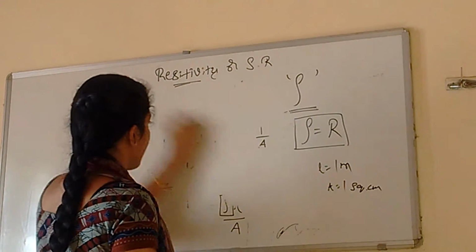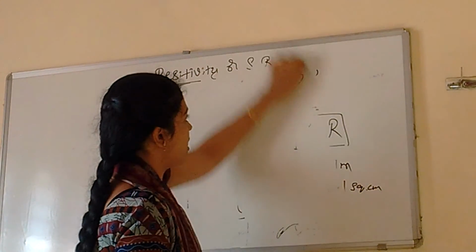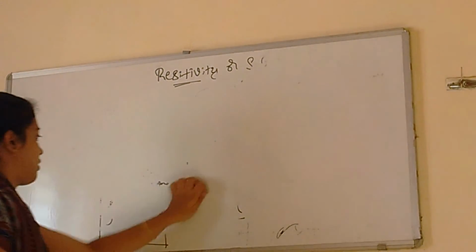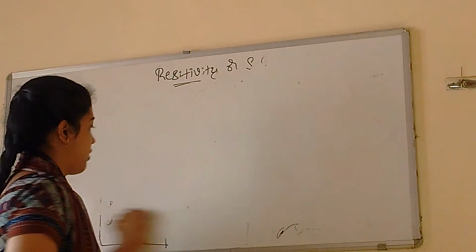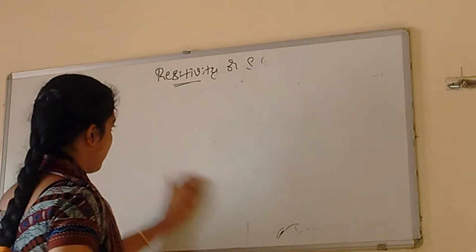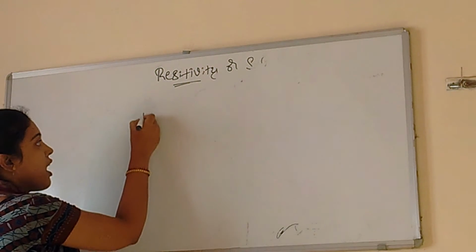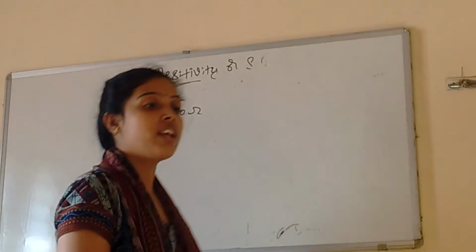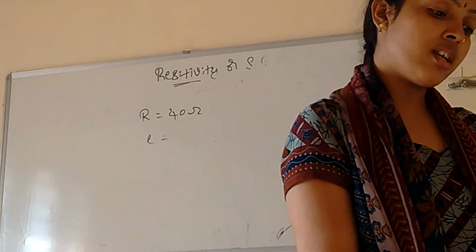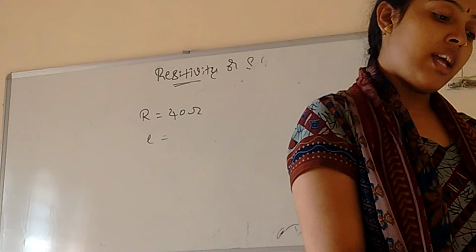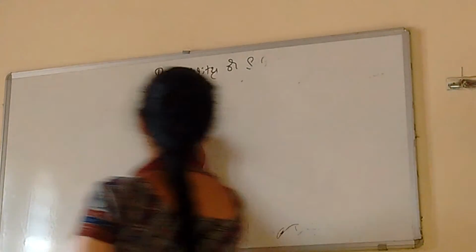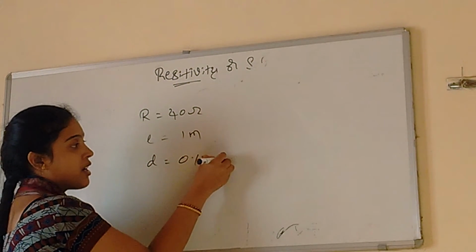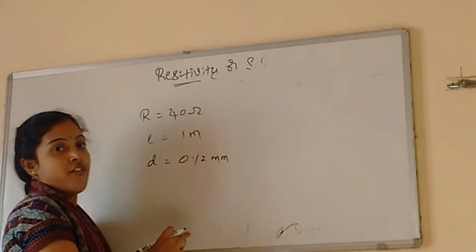The resistance of a conductor, right? So the resistance R is equal to 40 ohm, and the length they have given is 1 meter, and the diameter D is 0.12 millimeter, right?